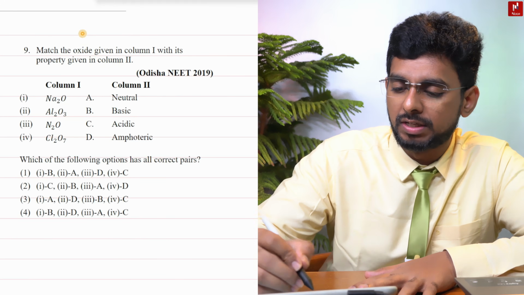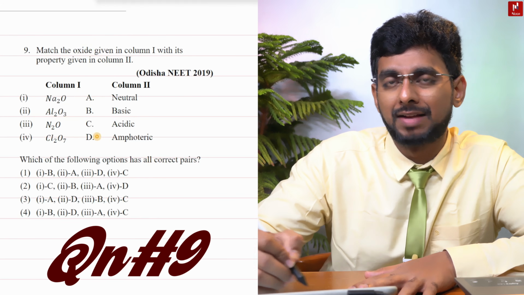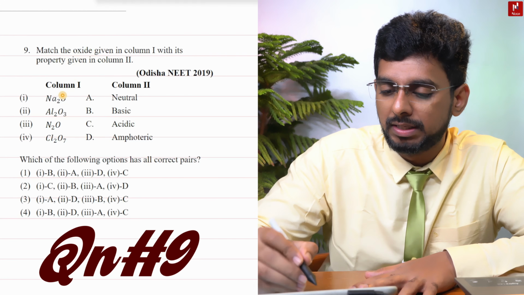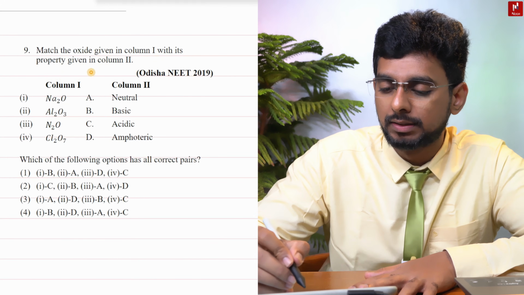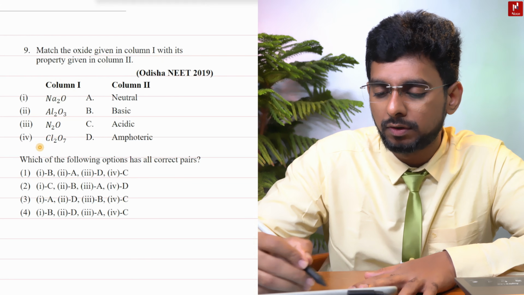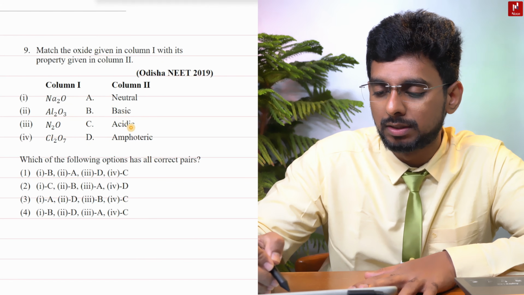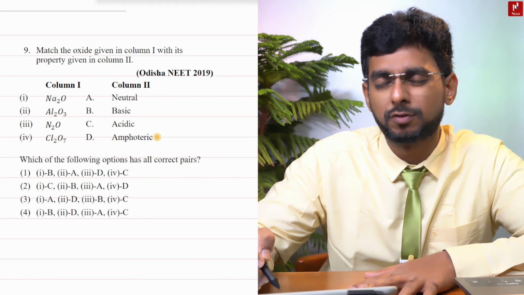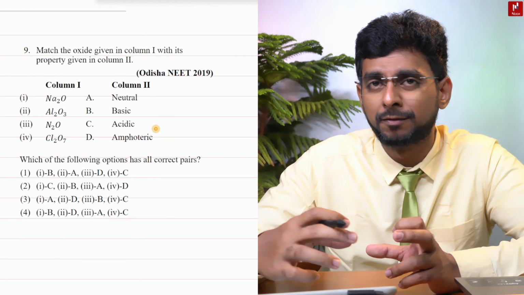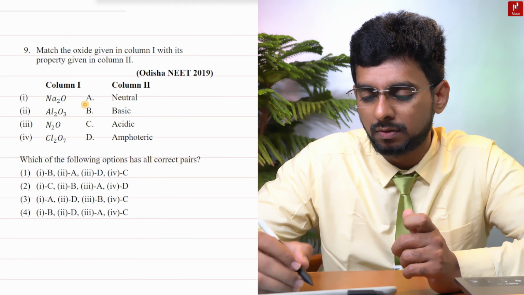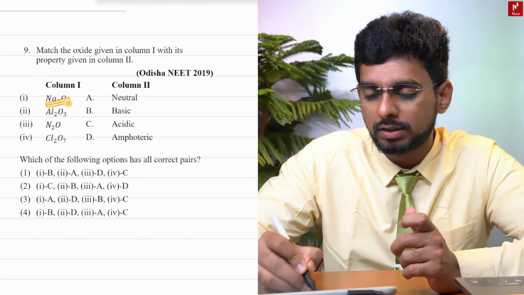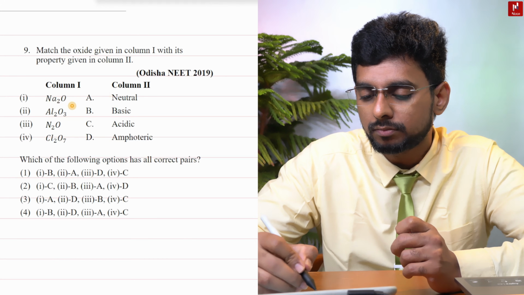The next question is based on the nature of oxides. I'll have to do the match the following, right? It's going to be easy. Match the oxide given in column 1 with the property given in column 2. Okay, so they've given you some oxides and I just need to match them with neutral, basic, acidic, and amphoteric, right? If you're comfortable with the table that I've told you to memorize, this should get you the answer straight away. So here, if you just look over here, you'd have got Na2O. Got it?